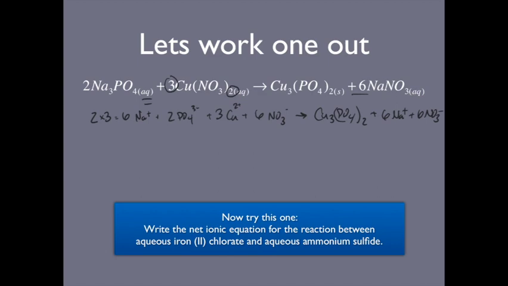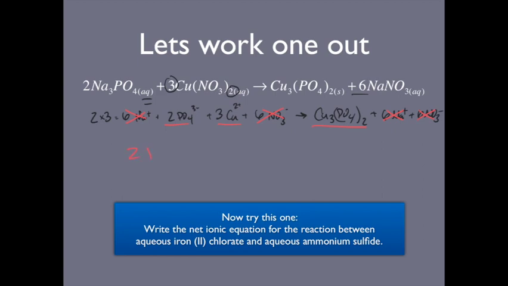Now in another color, I'm going to come in and I'm going to cross out anything that's the same on both sides. So I've got 6 sodium ions here and 6 sodium ions on the product side. I've got 6 nitrate ions on the reactant side and 6 nitrate ions on the product side. And from there, the only things that I have left, I've underlined now in red.